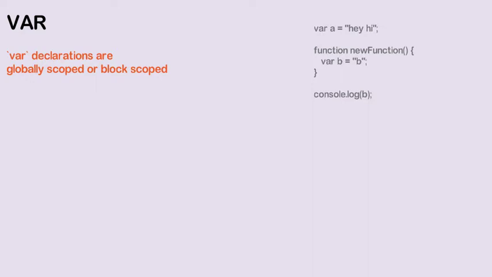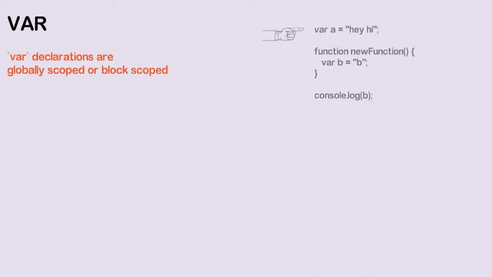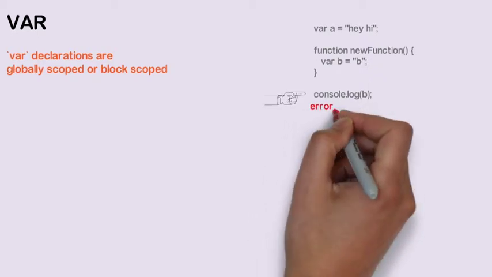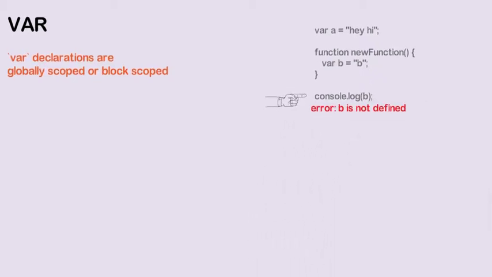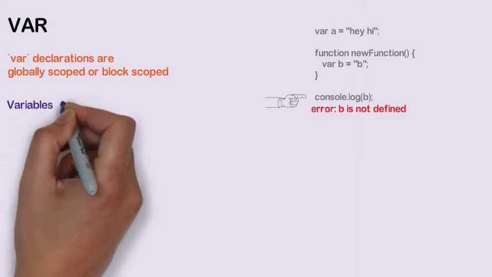Let's check these things practically. Here, A is globally scoped because it exists outside a function, while B is function scoped. So we cannot access the variable B outside of the function. Here we will get an error because the B variable is not available outside the function.